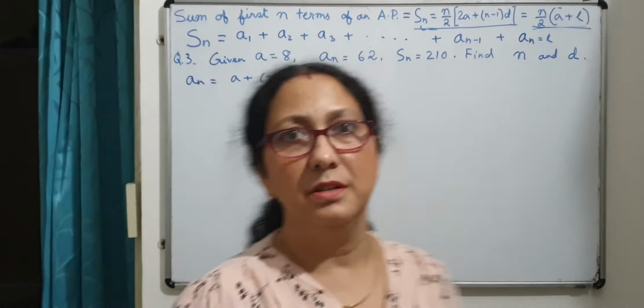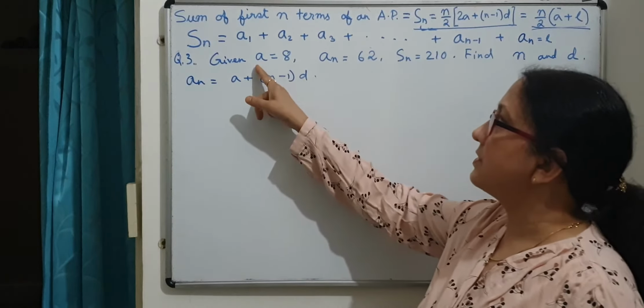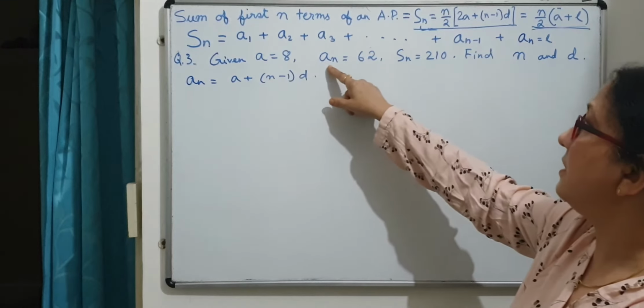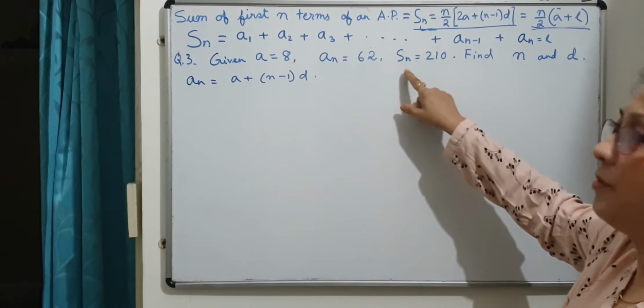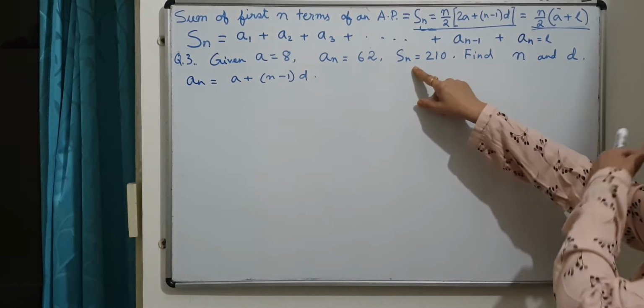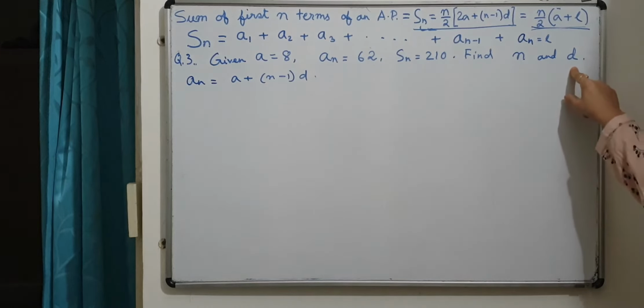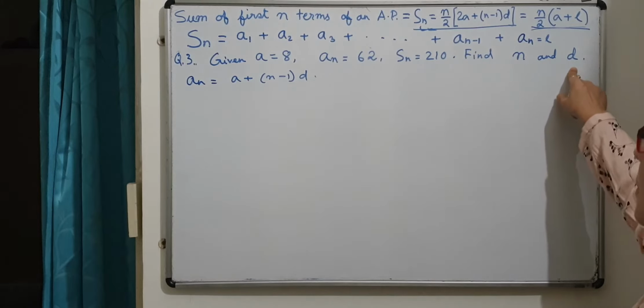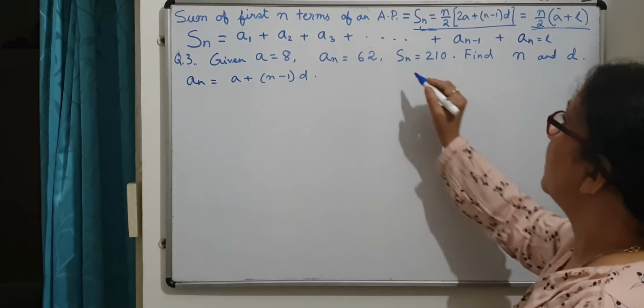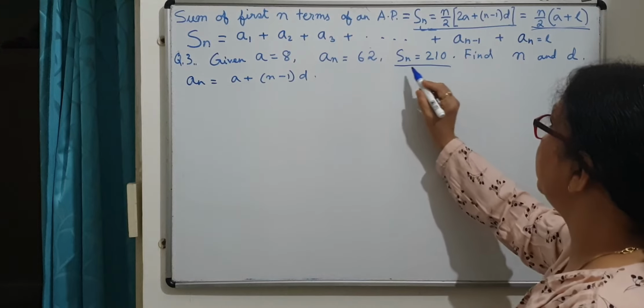So next question, what is given? First term is given, A is 8, then the nth term is given, 62, and Sn, the sum of the first n terms, is given, and you have to find n, that is the number of terms, and D, that is the common difference. So first we'll start with what is given, Sn.